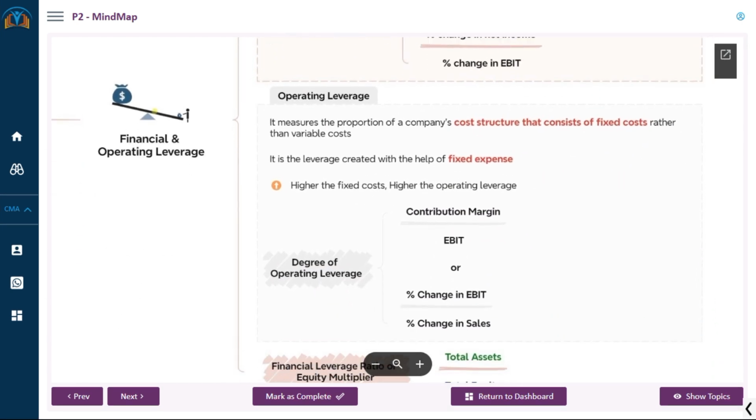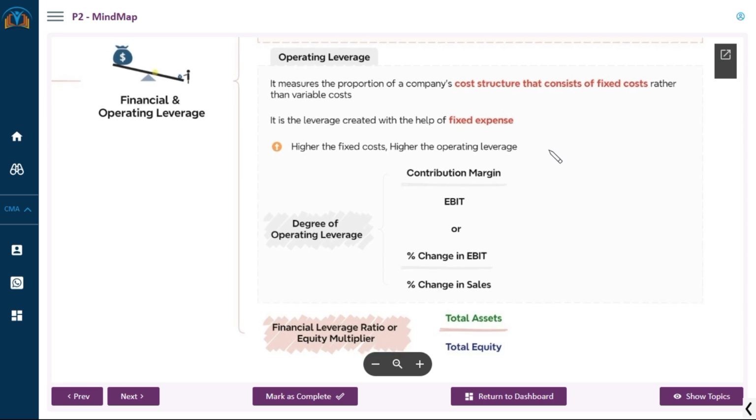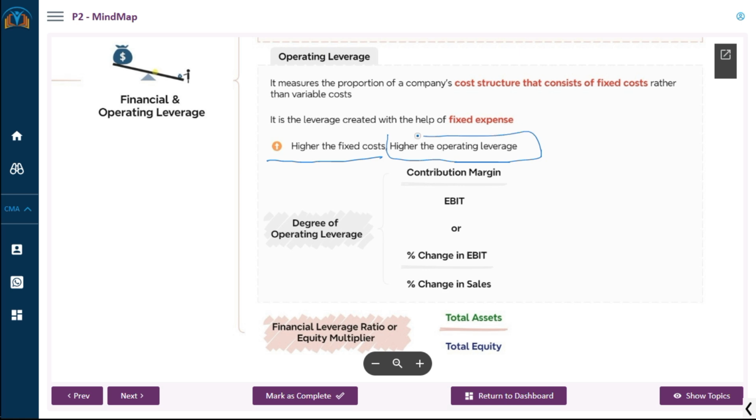Now we have operating leverage. Operating leverage is the leverage that is created out of your fixed expenses. It measures the proportion of the company's cost structure that consists of fixed cost rather than variable cost. If your fixed cost is high, your operating leverage will be high. If your fixed cost is low, your operating leverage will be low. So this is what operating leverage is. Operating leverage is calculated in two ways: you can take the contribution margin in the numerator and EBIT, which is earnings before interest and taxes, in the denominator, or you can calculate the percentage change in EBIT divided by the percentage change in sales.